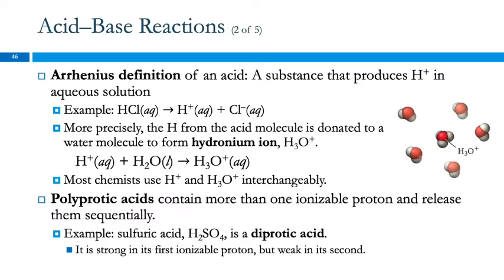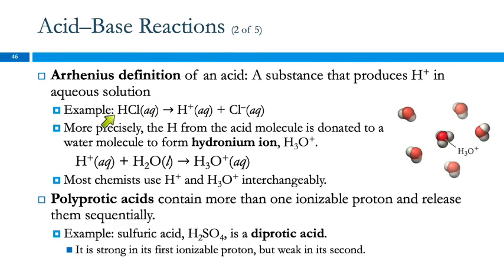So the acid-base reactions. There are multiple definitions of acids, and they are all correct. We just use the one that's most convenient for what we're talking about. This definition is the Arrhenius definition, and I don't care if you remember the name Arrhenius or not. We should just understand this definition, which is really not very different from what we learned in nomenclature. An acid is a substance that produces hydrogen ions in aqueous solution.